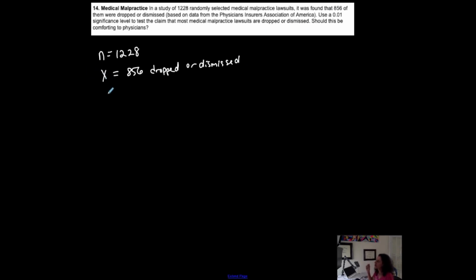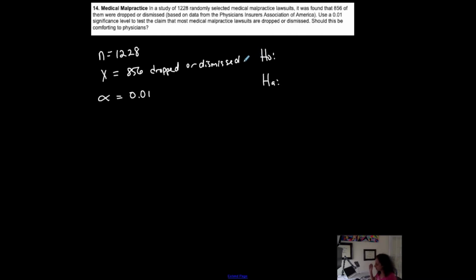Use a 0.01 significance level. So a 0.01 significance level. Significance level, if you remember, is alpha here. That is our significance level, which is always given to us. To test the claim, anytime I hear that, I'm going to set up my null and my alternative hypothesis. To test the claim that most medical malpractice lawsuits are dropped or dismissed.